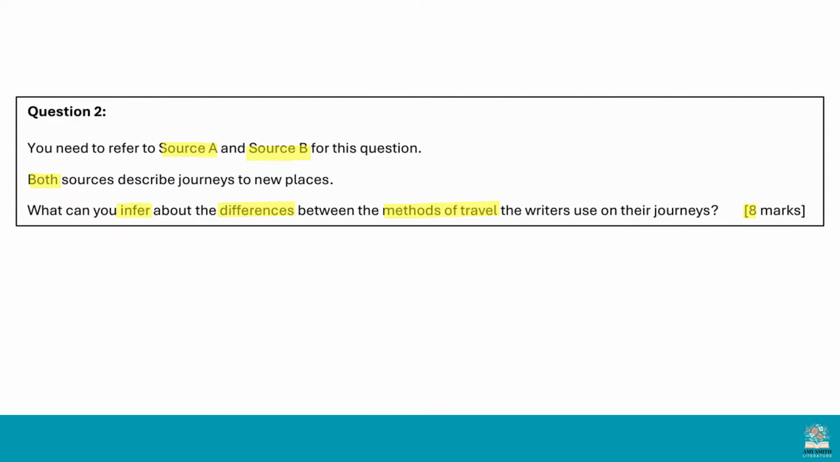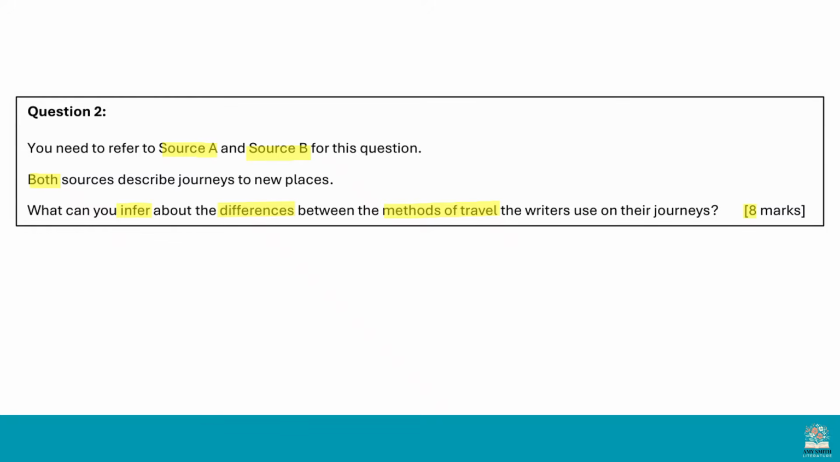Okay, so question 2 says you need to refer to source A and source B for this question. So we must talk about both sources. Both sources describe journeys to new places. What can you infer about the differences between the methods of travel the writers use on their journeys? And we have 8 marks for this question.